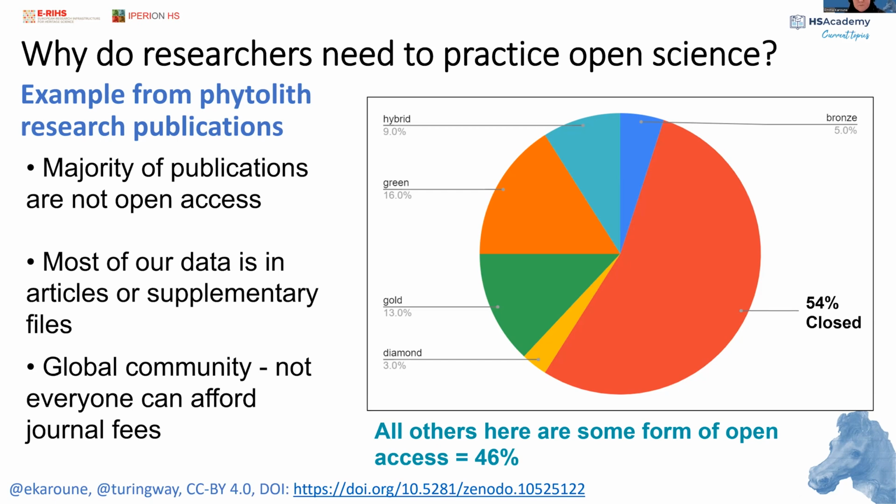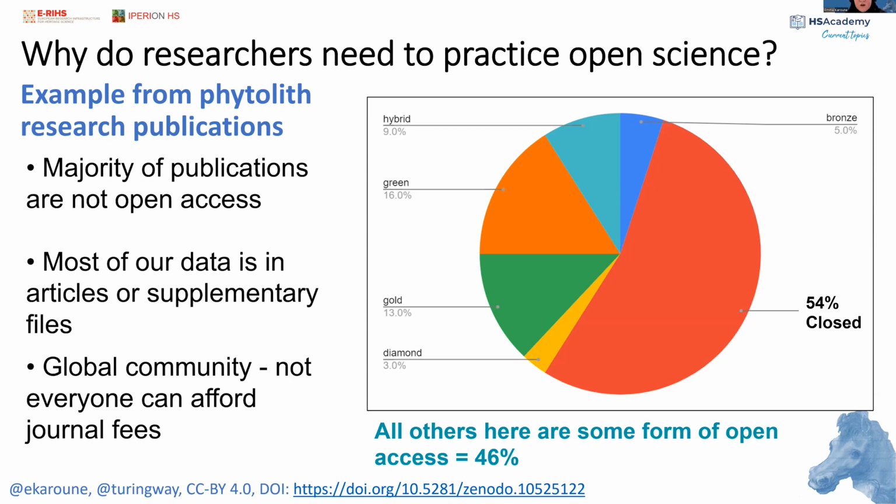It means that actually we're not giving full access to our research at the moment. Not everybody can pay for journals. And actually that's probably many people around the world. My discipline is a global community. And actually I want everybody to be able to see my research.